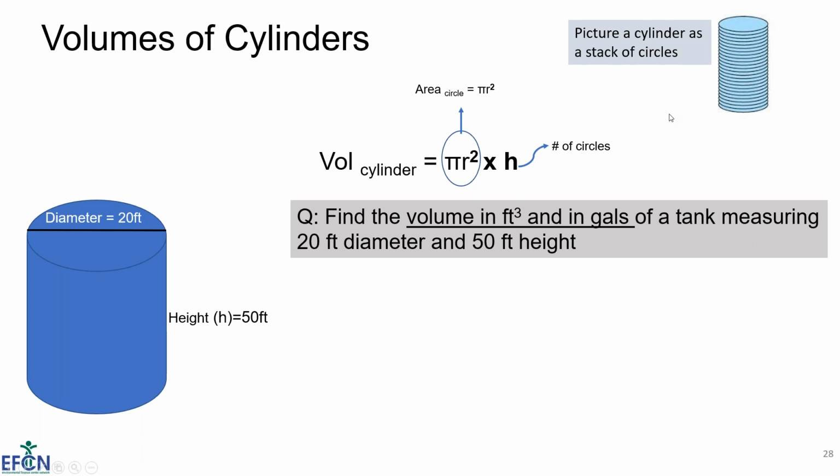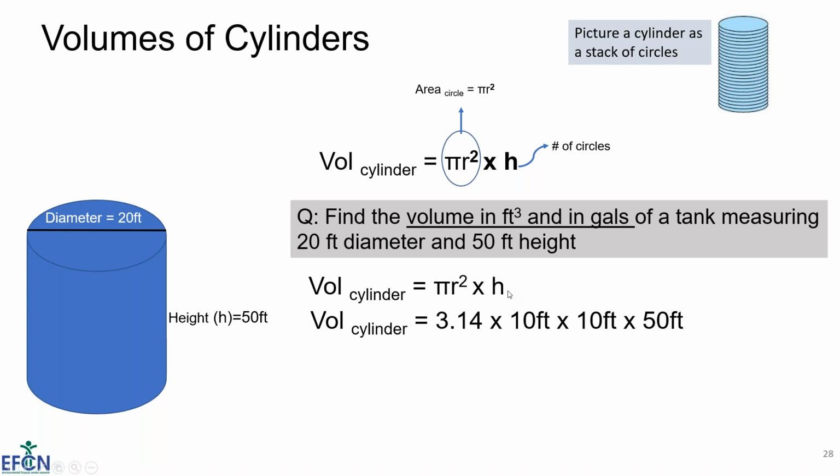So our question here to make us understand better is: find the volume in cubic feet and in gallons of a tank measuring 20 feet in diameter and 50 feet in height. So this is a cylindrical tank. We want to know how to get the volume of this. The volume of my cylinder is pi r squared multiplied by the height. You write down the formula, and then you plug in the values that you've been given.